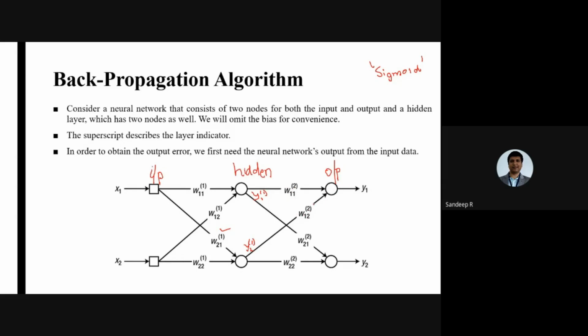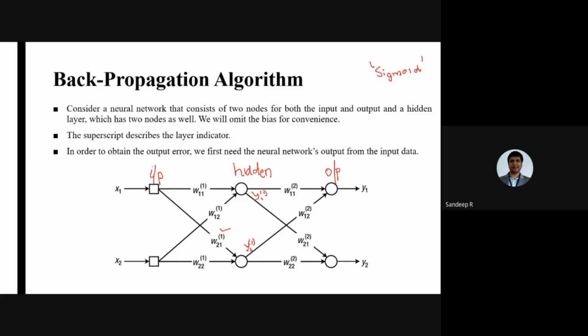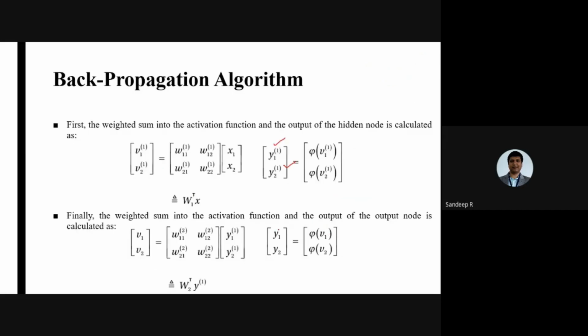So this is what we get: W12^2, W12^2, Y1, Y2. And similarly, V2 also, we do the same way. Then we have calculated the weighted sum of the inputs, inputs meaning the output of this layer here, and then passed it through an activation function. So we have got the final output, the output of the output layer: output node 1, output node 2.